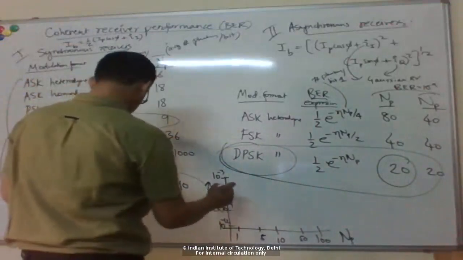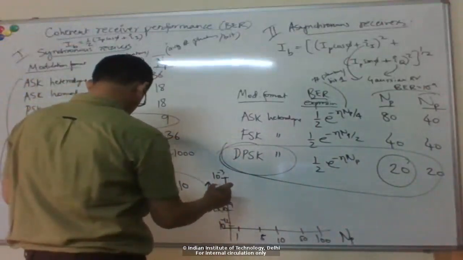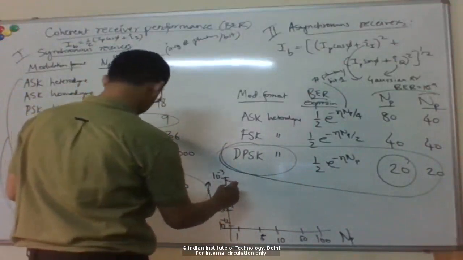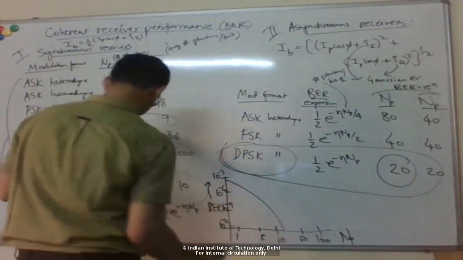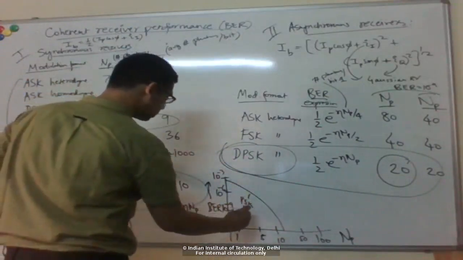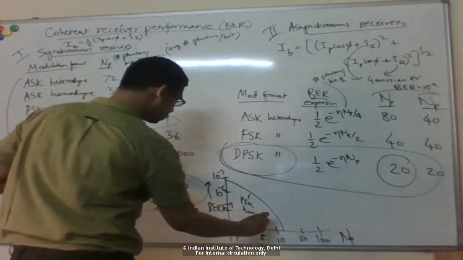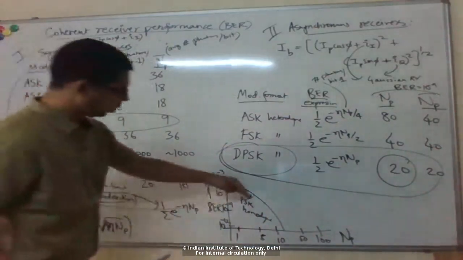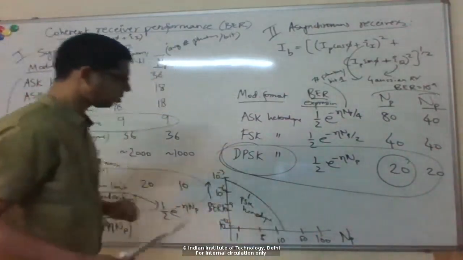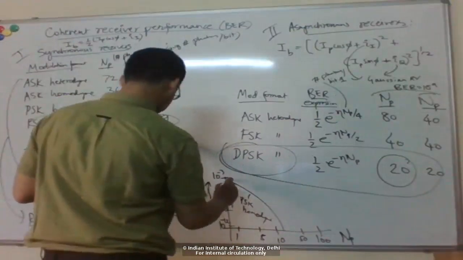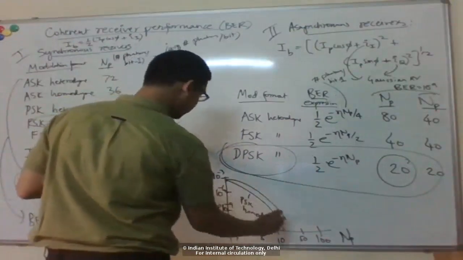So you get different curves for the different modulation formats. So, for example, the best curve here comes out to be for PSK homodyne, right? So you get the lowest BER with the smallest number of photons. And then as you go to other modulation schemes, this curve shifts to the right, like that.